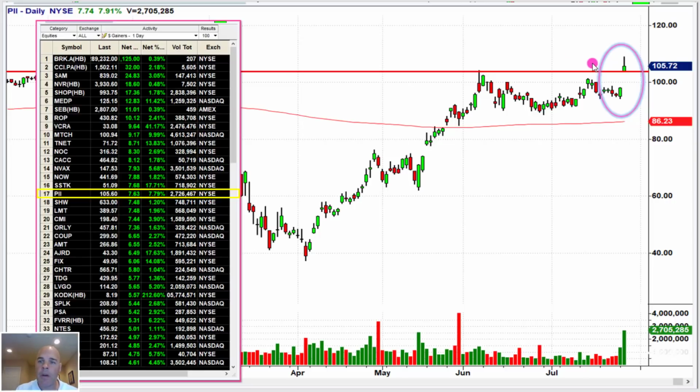It's still a good gap, but you're just going to have to wait a little longer for a little extra confirmation. Okay? So over this pivot, I like it. I like it over that area. So it's going to go on the gap list. I would go down this list, click, click, click, click. Oh, PII looks kind of nice. Put it on the gap list.